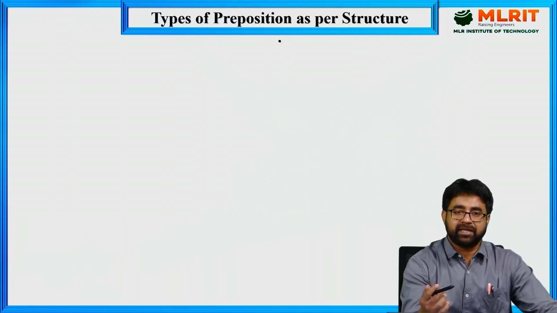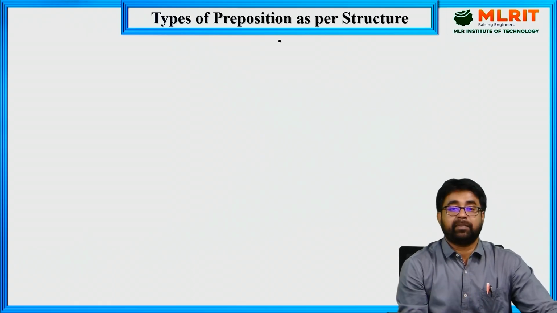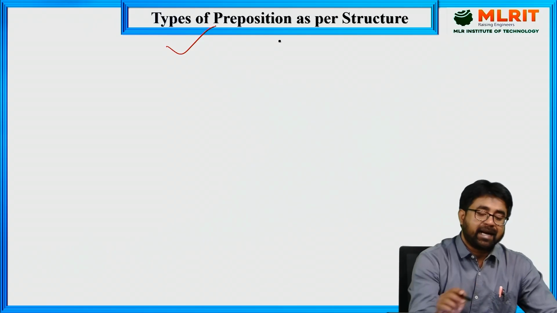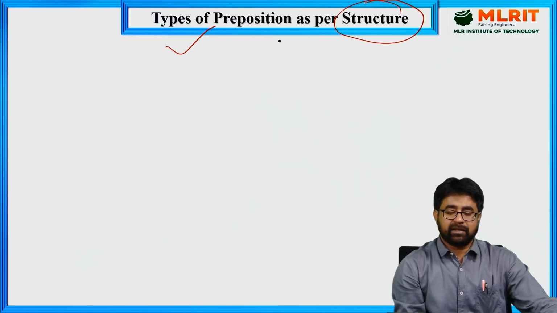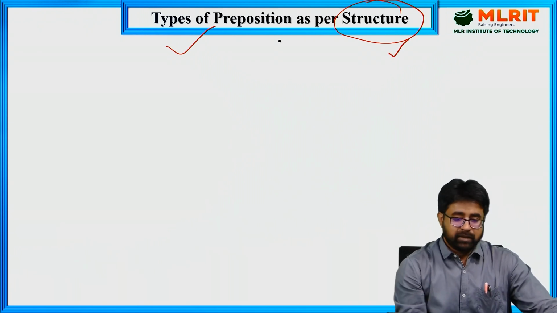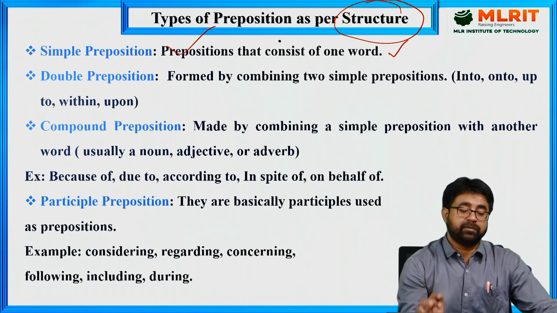Now, these were all types of preposition as per their function, like what kind of relationship they establish. If they are establishing time relationship, we term that particular preposition as preposition of time. If it establishes a relationship in terms of place, we term that preposition as preposition of place. Similarly, now we can categorize prepositions in terms of their structure also. These are not that important, but you should have an idea about that, right?